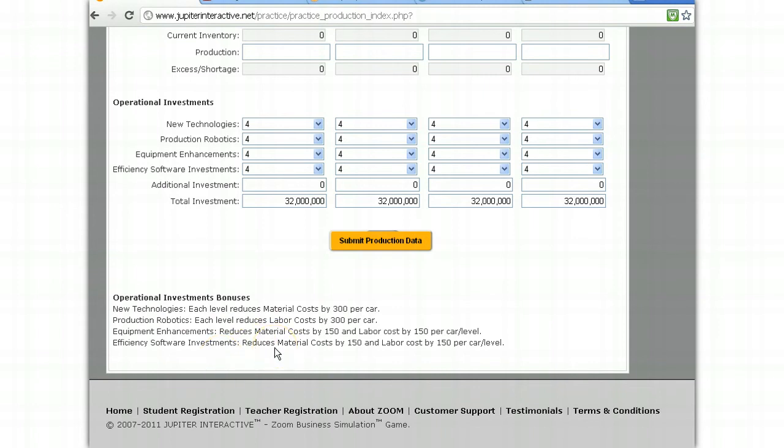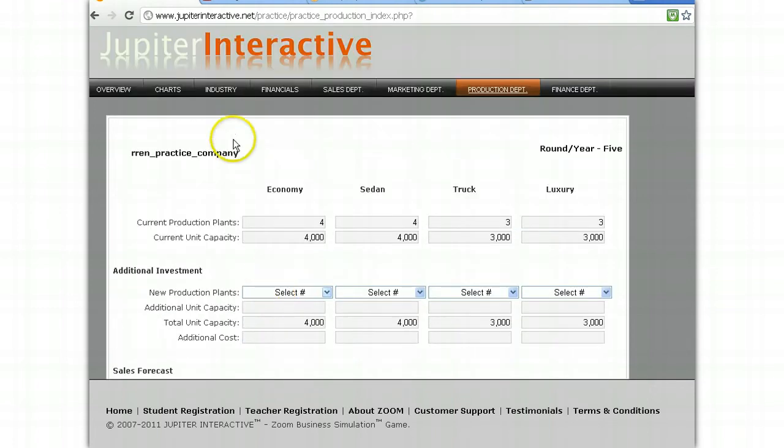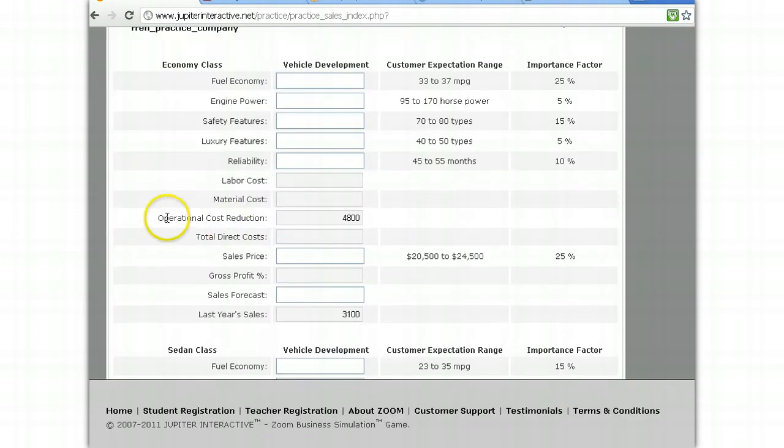Now, they essentially amount to $300 per level, and each level is $2 million a purchase. So what does that do? When you make these investments, when you go to actually develop your car, you see here on operational cost reductions, I have $4,800, which is basically 16 levels times 300, $4,800.